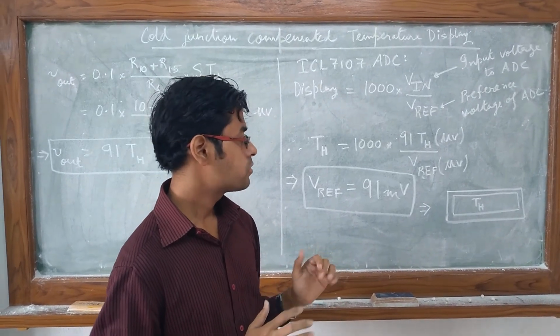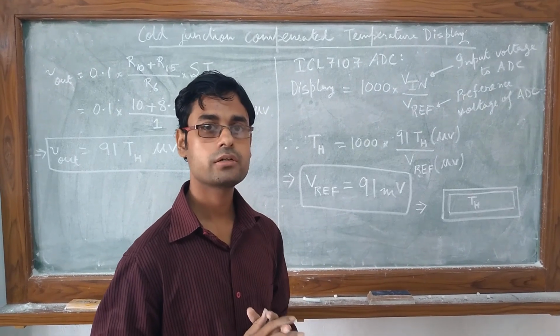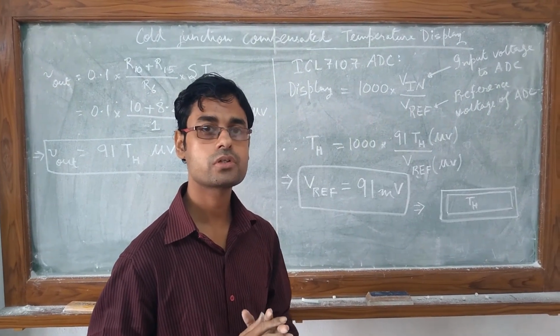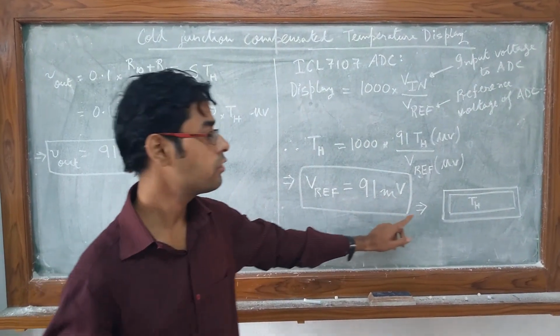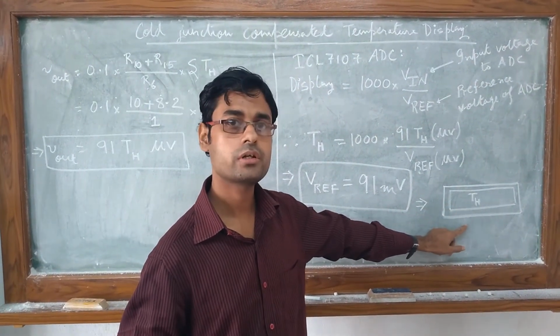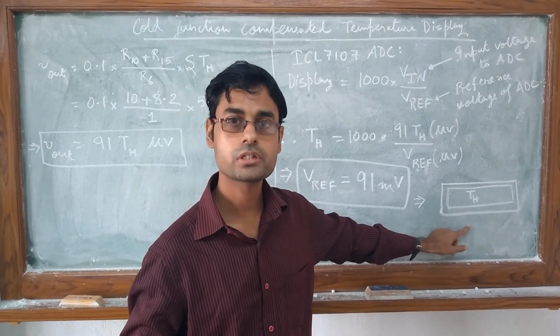So the takeaway point from here is that the reference voltage for the ICL7107 ADC should be set to 91 millivolts in order to obtain the compensated temperature display in the digital panel meter of this trainer kit.